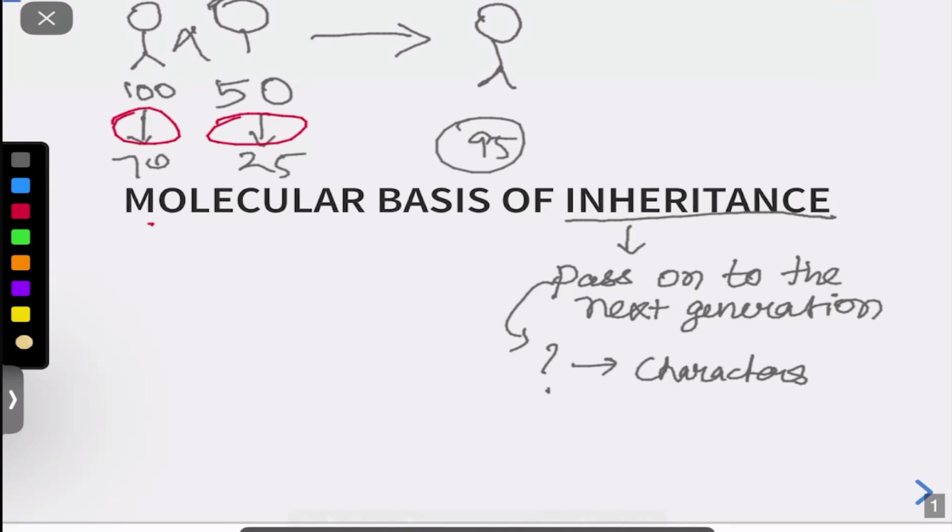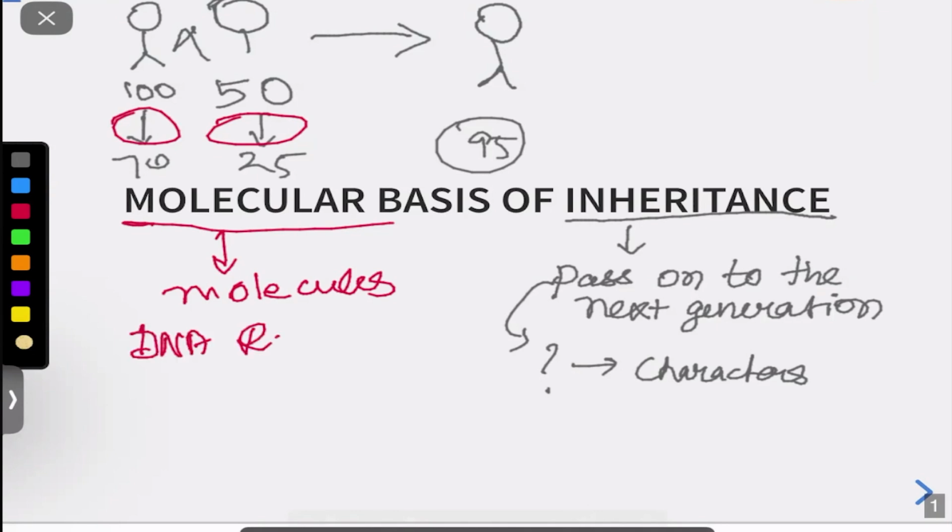Okay, molecular basis of inheritance. So definitely it is going to involve molecules. What molecules are involved in inheritance? First, try to think. What molecules do you think are involved in the inheritance? Yeah, you're correct. Molecules like DNA, molecules like RNA are involved in inheritance. So they will be the prime focus in this chapter. DNA structure, RNA structure, how DNA is formed, how RNA is formed, what happens to DNA, how DNA works, what happens to RNA, how RNA works. All of these simple things we are going to see in this chapter.